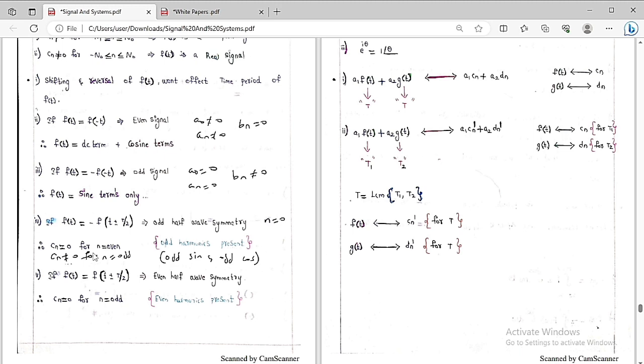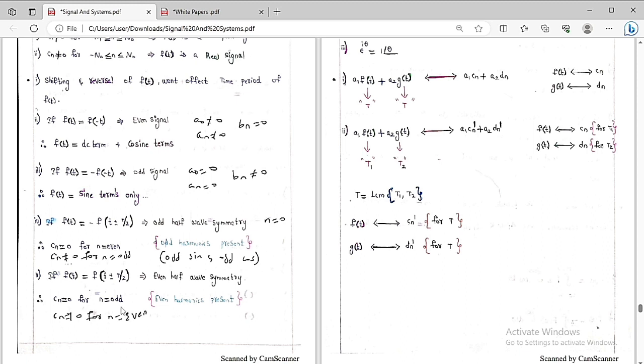Suppose f(t) = +f(t ± T/2), then this is called the even half-wave symmetry, because here is plus, here also plus. Then what is going to happen? For even half-wave symmetry, only the even harmonics of the sine and the even harmonics of the cos are going to be present. This means Cn is equal to 0 for odd values of n. So what is the meaning of this? If Cn is 0 for odd values of n, then Cn is not equal to 0 for even values of n.